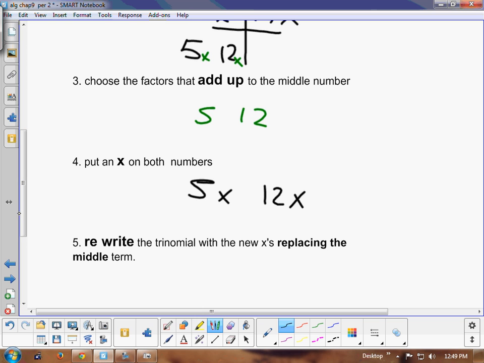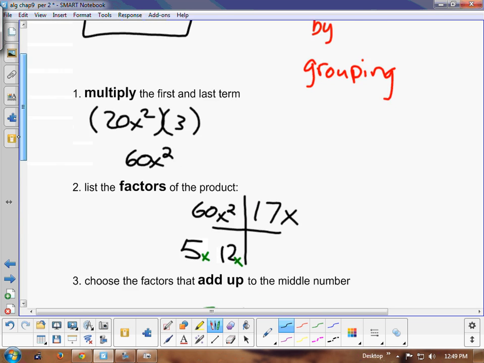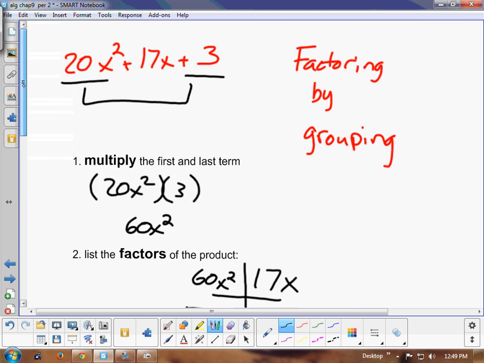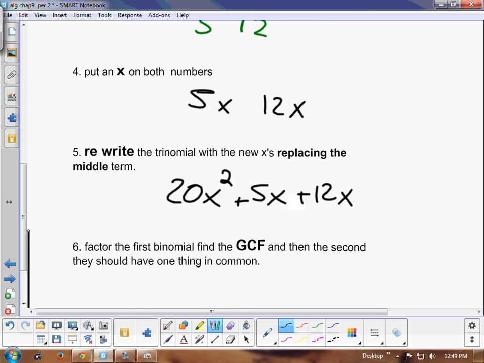So this is an important step here, 5. Rewrite the trinomial with the new x's replacing the middle term. So I'm rewriting the trinomial 20x squared. So instead of 17, I'm putting a 5x and a 12x. And then the last number is a 3. Okay, so you rewrite it with the new factors.